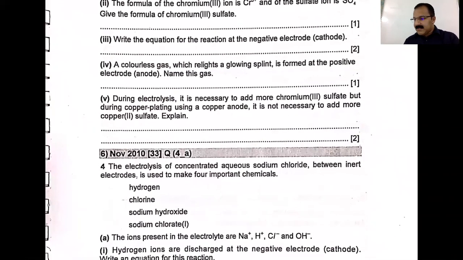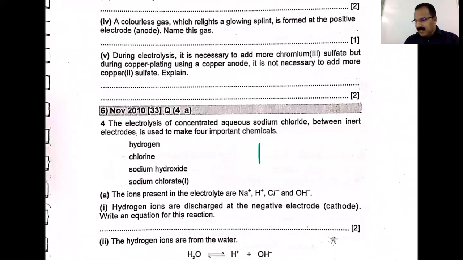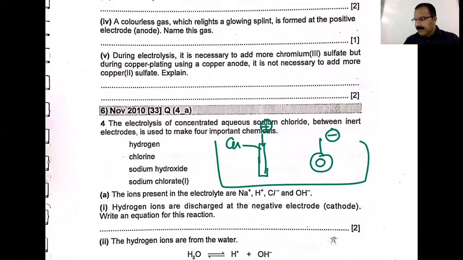During the electrolysis, it is necessary to add more chromium 3 sulfate, but during copper plating, using copper anode, it is not necessary to add more copper sulfate. That's a very good question. We need to explain why when copper is plated. If you're using copper, this is copper anode, and say you're plating it on a ring. This is a cathode. And during the process, copper ions would be formed from the anode, which will be deposited at the cathode. This is what is usually happening. But why in here we don't have to add copper from outside.